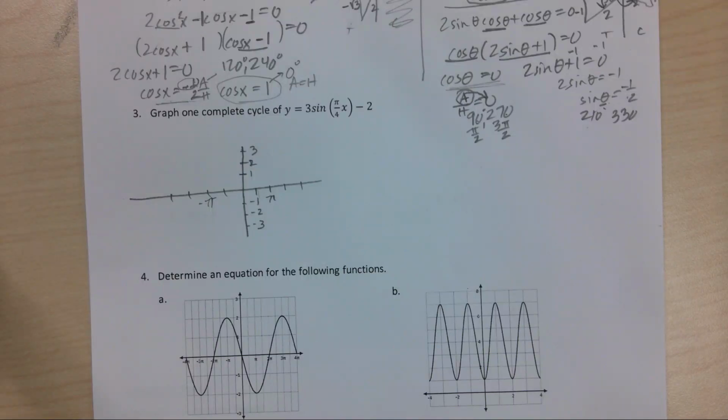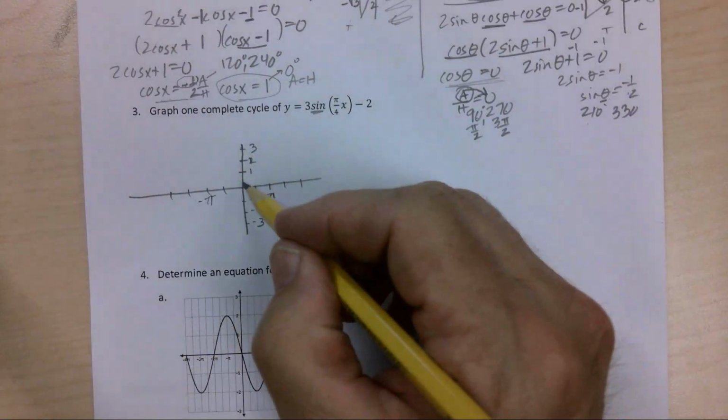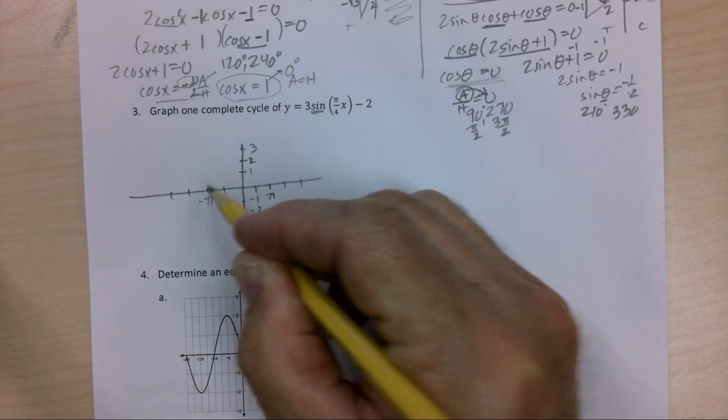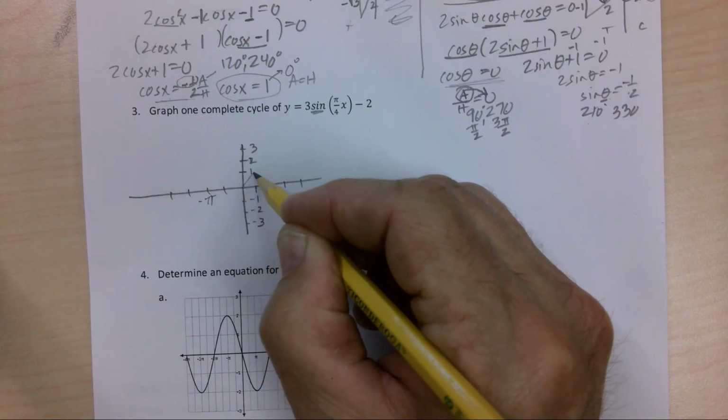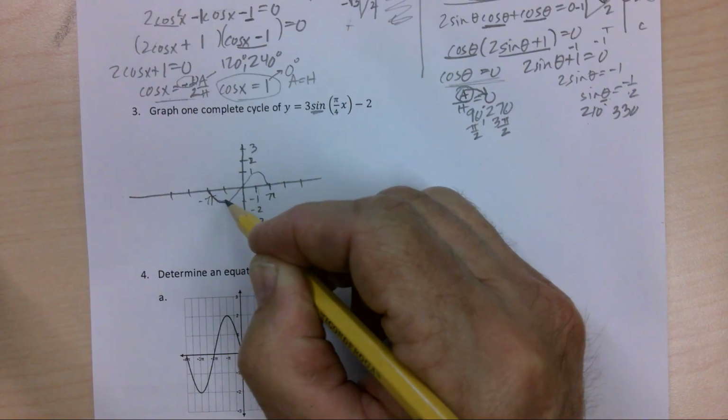Okay, cranking out the review material big time, getting you guys ready for your final exam. Graph one complete cycle of, you can see the sine wave, so we'll go with our, got pi here, pi over 2, negative pi over 2, negative pi, up to 1, back to 0, down to negative 1, back to 0. There's our parent function.